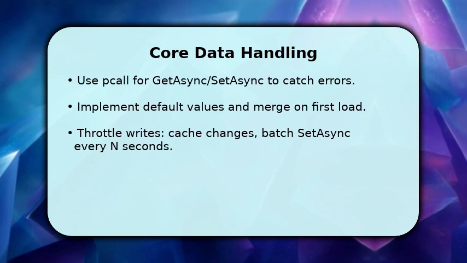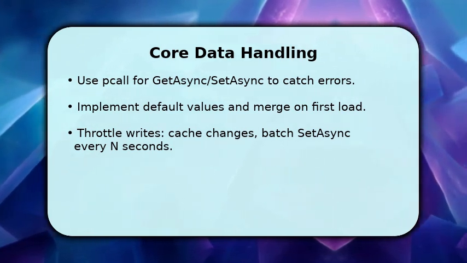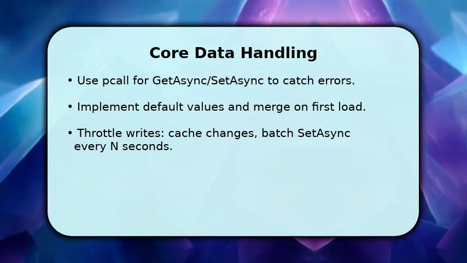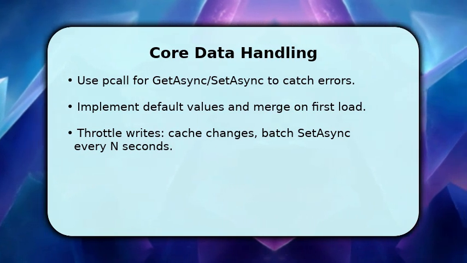For performance, cache player data server-side and batch saves on intervals or when key events occur, because throttling reduces risk of 429 errors and keeps your game responsive as player counts grow.